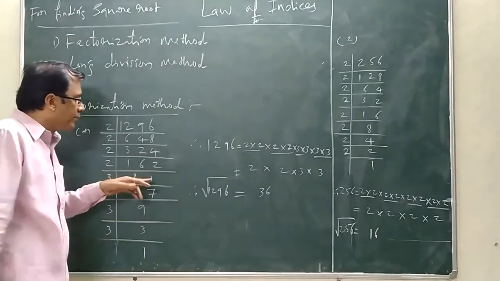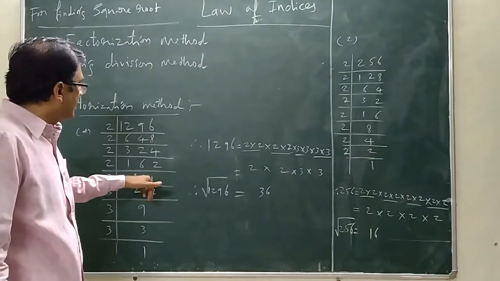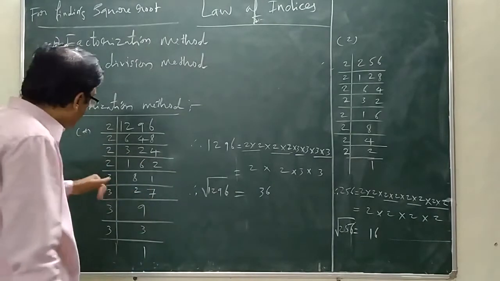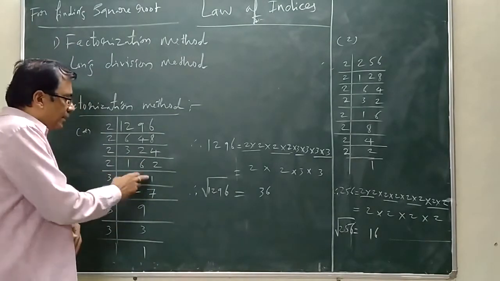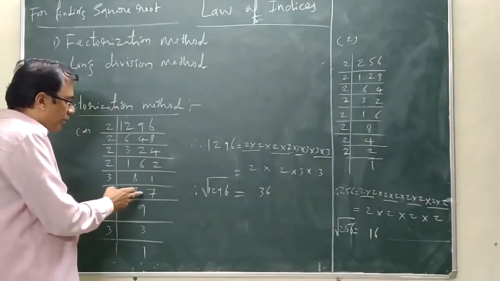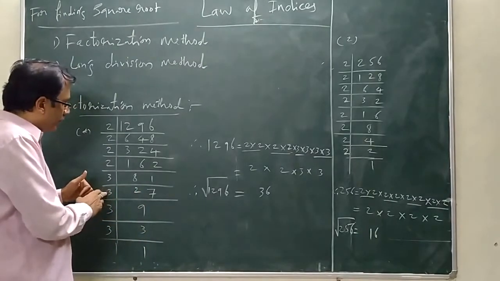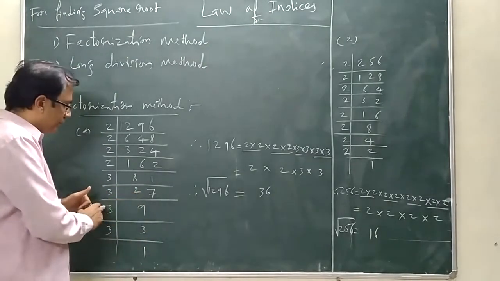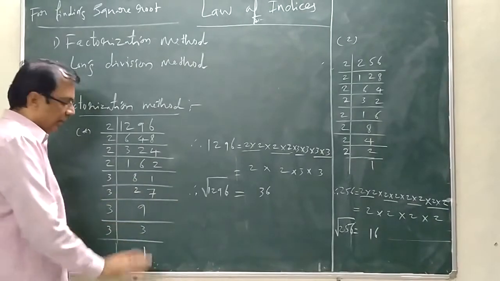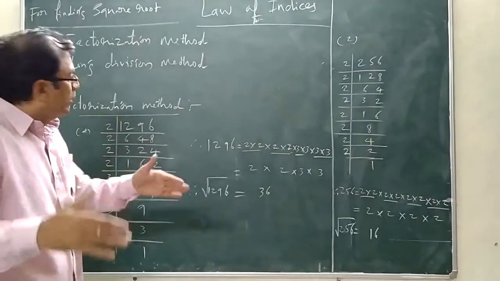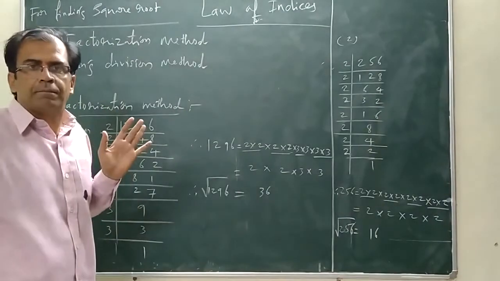The 2 is carried forward to the next number, which becomes 21. Again from the 3 table, 3 7s are 21. How much is left? 27. Again we go for the 3. 3 9s are 27. Next 3 3s are 9. 3 1s are 3. So this is how we factorize the given number.